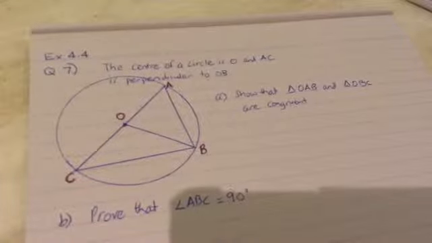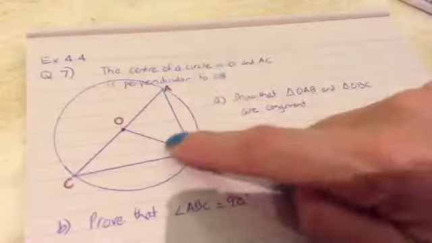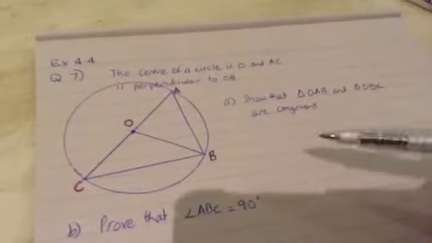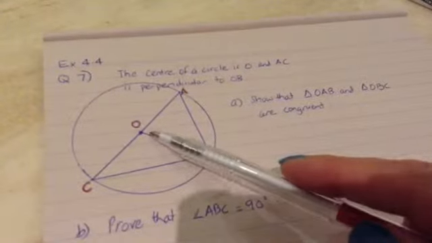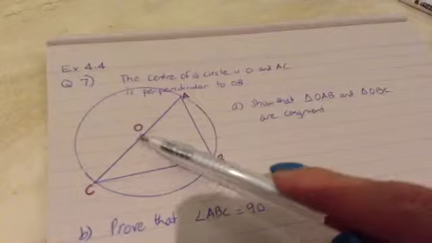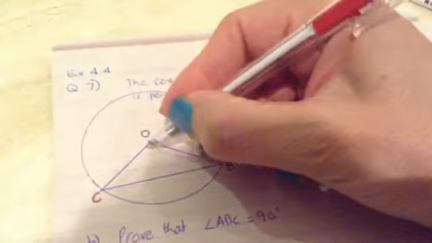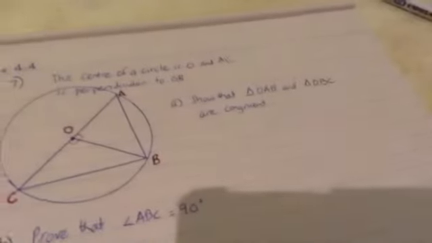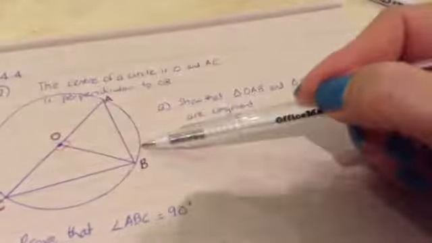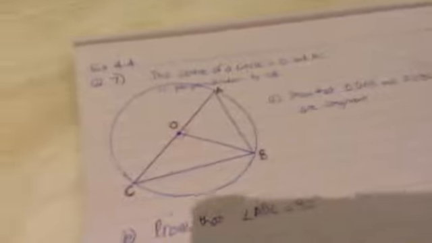Okay, in question 7, looking at this diagram here, we've got the centre of a circle is O, and AC is perpendicular to OB. That's given, so we'll just put that in. We have to show that triangle OAB and triangle OBC are congruent. Let's solve it on the diagram first.